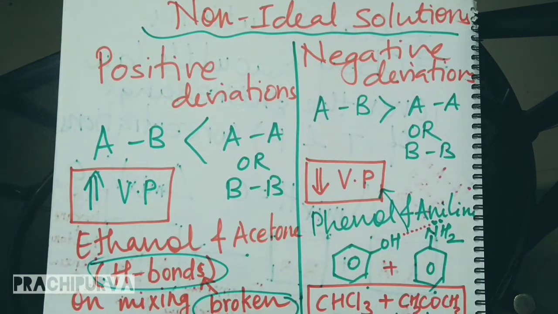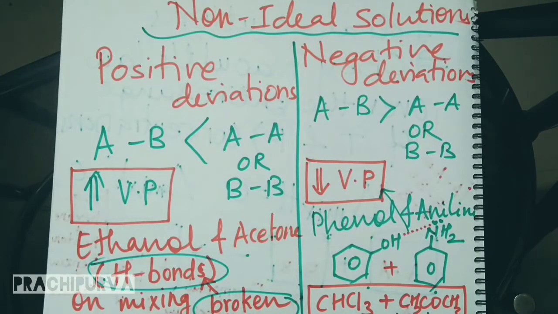Another example is chloroform and acetone. When they are mixed, they form hydrogen bonds, not allowing each other to go out and form vapors. That's why the vapors are less, the pressure is less, and therefore the vapor pressure will also be less.